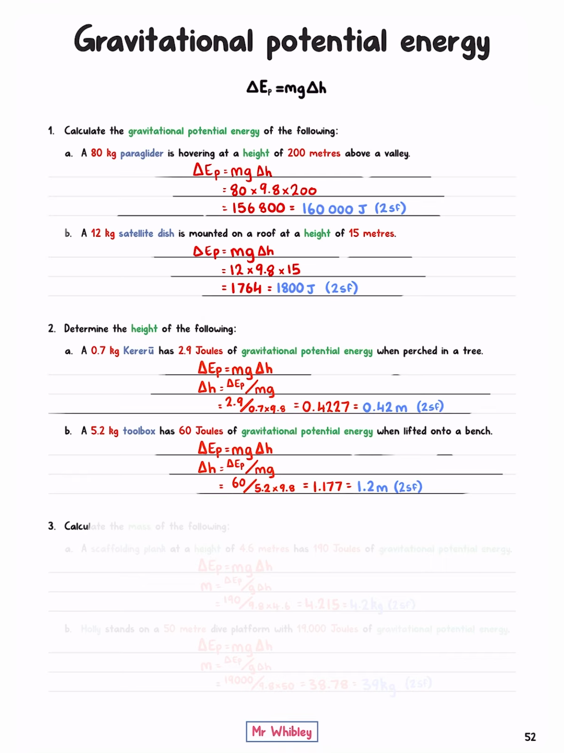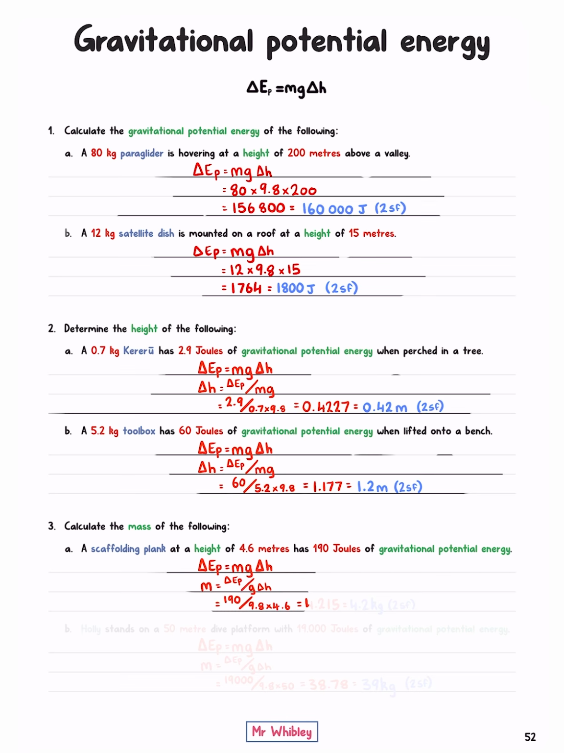Question 3. Calculate the mass of the following. A scaffolding plank at a height of 4.6 meters has 190 joules of gravitational potential energy. Starting with our gravitational potential energy equation, solving this for mass by dividing both sides by gravity and the change in height, putting in our numbers, gives me 4.215 or 4.2 kilograms to two significant figures.